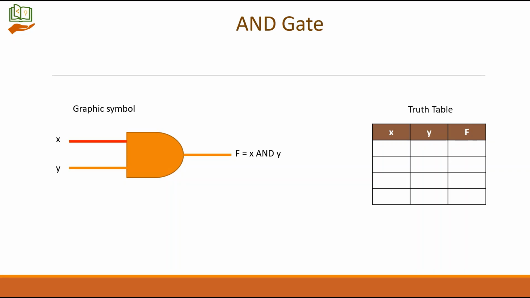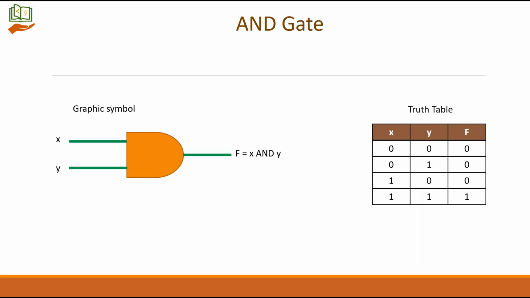So let's start with x is equal to 0 and we will have y is equal to 0. 0 and 0 will give you 0 only. So f is also 0. This is the first row. What about x is equal to 0, but now we will change y's value as 1. 0 and 1 will give you 0 again. This will be the next row. What about x is equal to 1 and y is equal to 0? This time we will have 0 again because 1 and 0 will also give you 0. What about x is equal to 1 and y is equal to 1? When both the inputs are 1, you will get 1 in the output as we see in the final row.